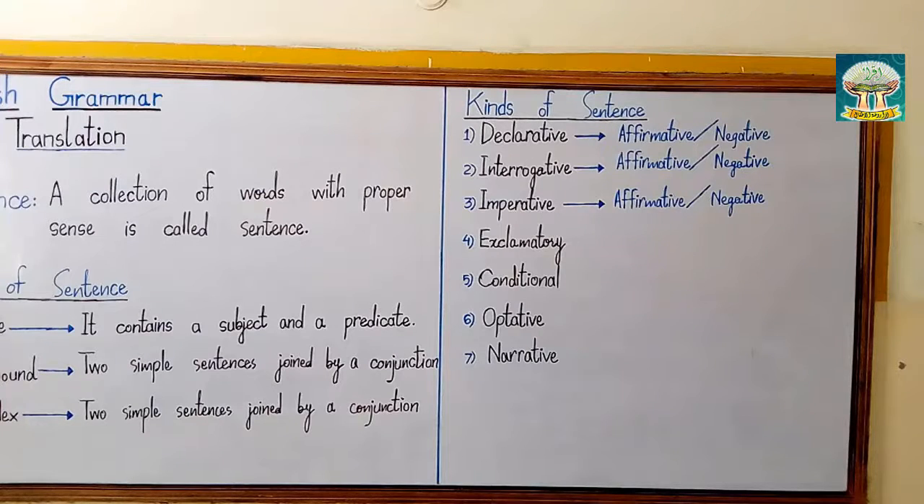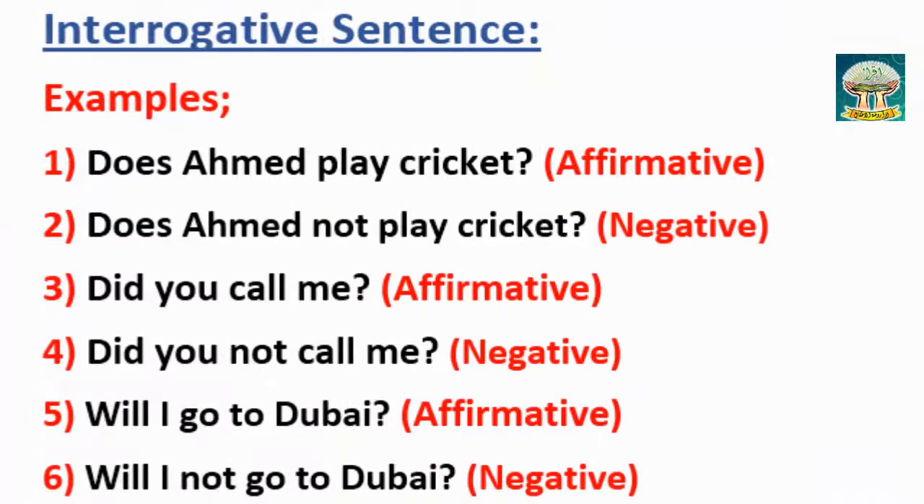For example, example number 1, does Ahmad play cricket? This is affirmative interrogative sentence. Example number 2, does Ahmad not play cricket? This is negative interrogative sentence. In short, we may call it interro-negative sentence. Example number 3, did you call me? This is affirmative interrogative sentence. Example number 4, did you not call me? This is negative interrogative sentence.